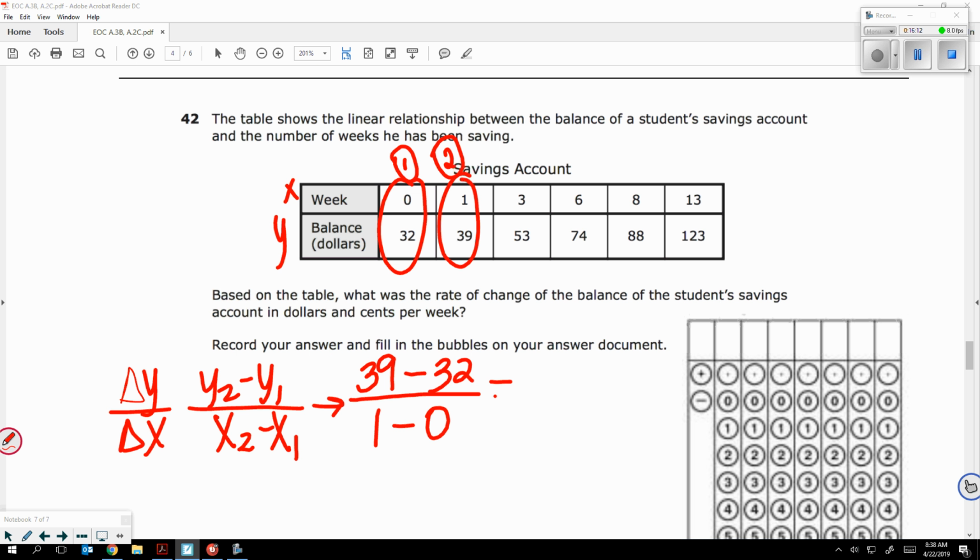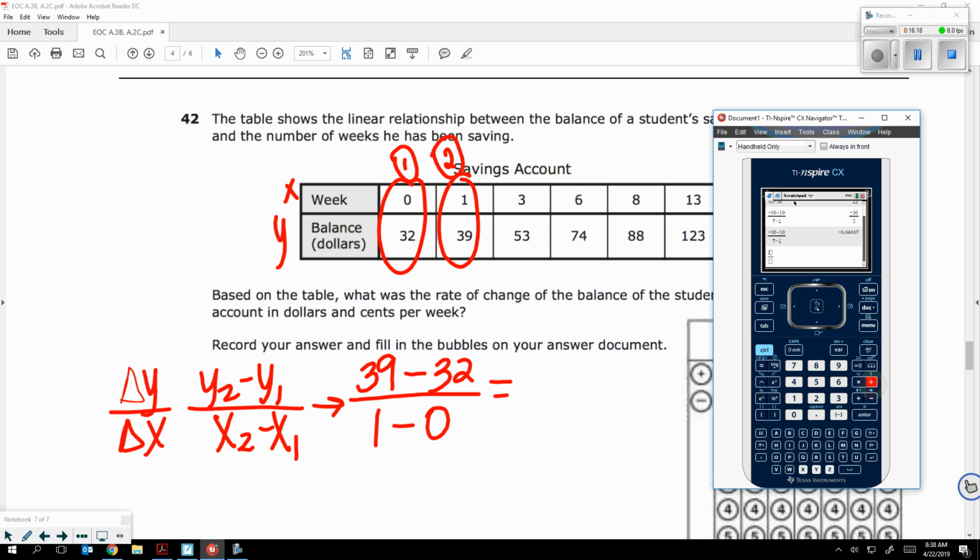Again, I can put this in my calculator: 39 minus 32 over 1 minus 0, and get that, which is my answer. So that's what I would do. Then I thought about this too: how do I get from 32 to 39? I add 7. 0 to 1, I add 1. Both ways work. Doesn't matter. This way will always work though.